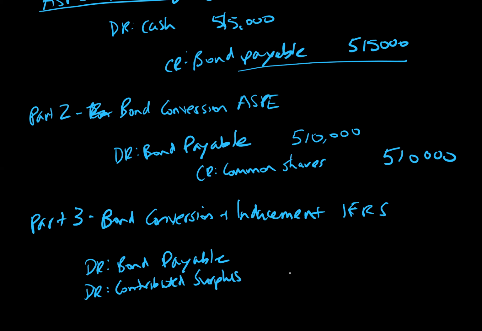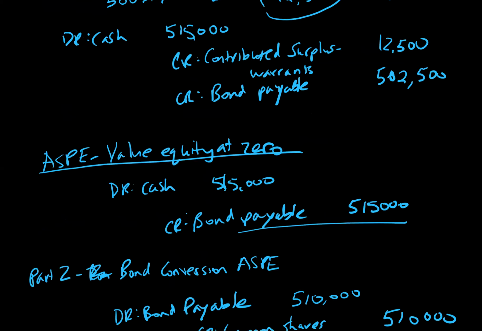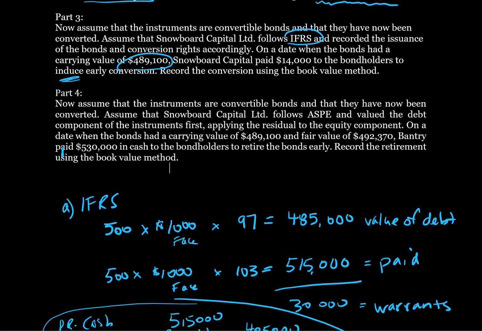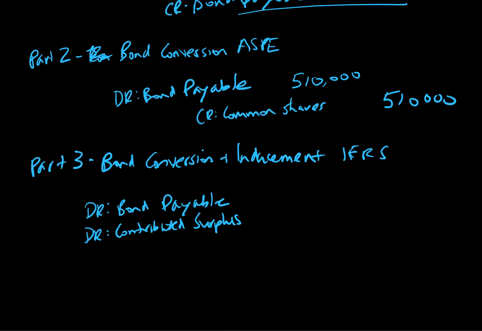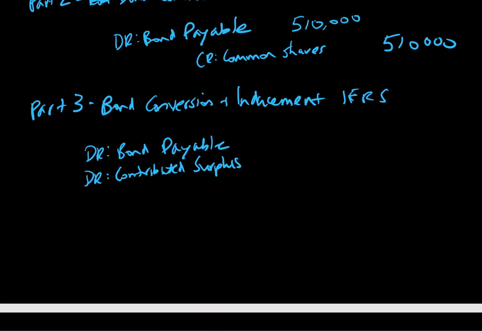So the bond payable, we're told, go up here, has a carrying value of $489,100, meaning that that's what the bond payable is recorded at on our statement of financial position. So we know we're going to clear out $489,100 here. And contributed surplus, we had put 30,000 into that in our previous entry. So now we're simply debiting it to clear it out. As this bond is converted, we need to make sure that we've got the liability and the contributed surplus side cleared out.